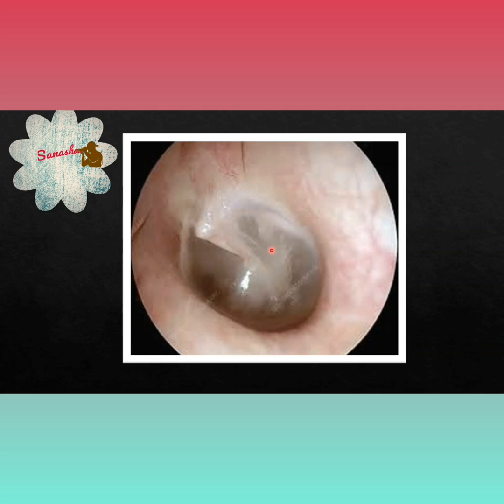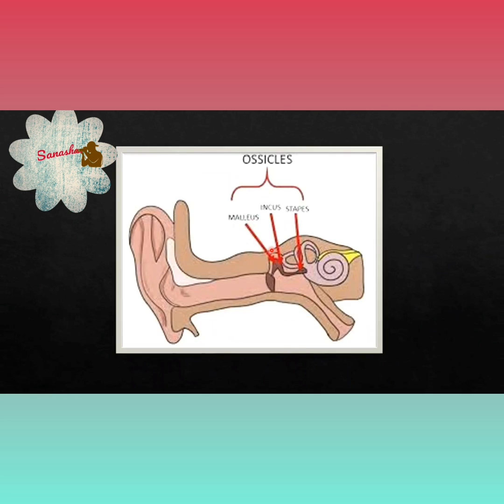So the function of the tympanic membrane is that it vibrates according to the sound wave. When the sound wave enters the ear through the external auditory canal, the function of the external auditory canal, as I told, is to send the sound wave to the tympanic membrane. The tympanic membrane vibrates according to that sound wave and pushes that sound into the ossicles.